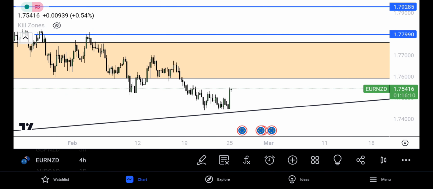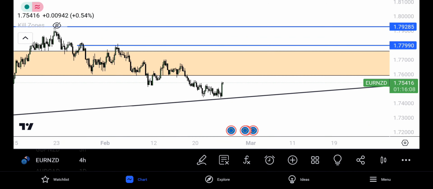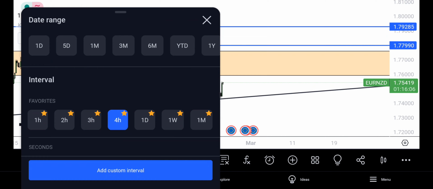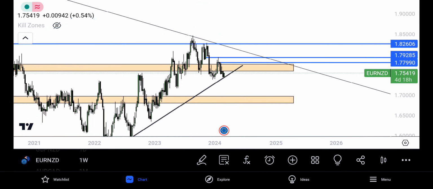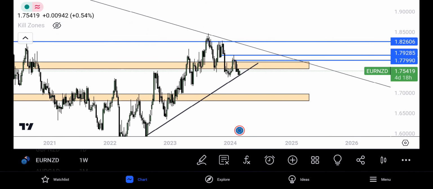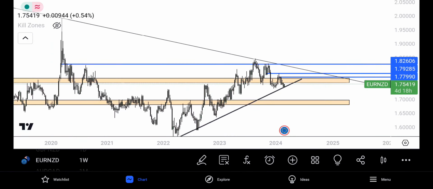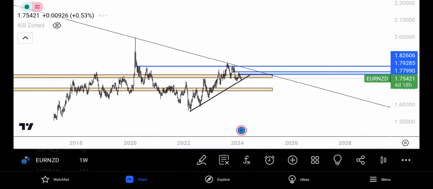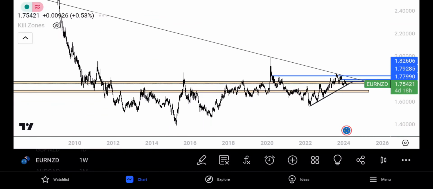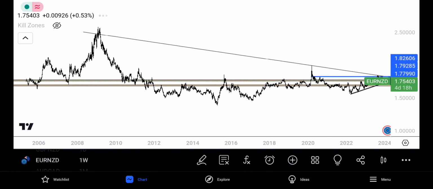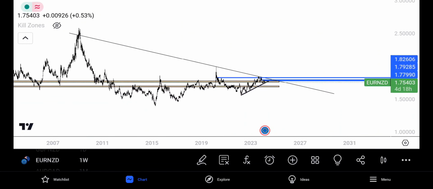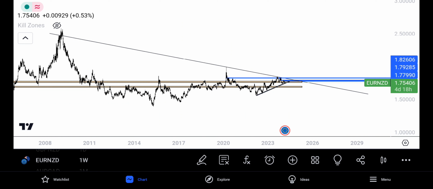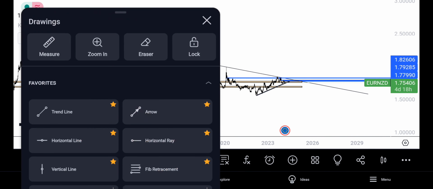All right, guys, on EURNZD, it's just kind of like same action. If we go to the 1 week time frame, kind of like same action, right? That is also showing up. It showed up on GBPNZD, and it's also showing up on EURNZD, right? Because you can see overall price is what? Bearish. Why?